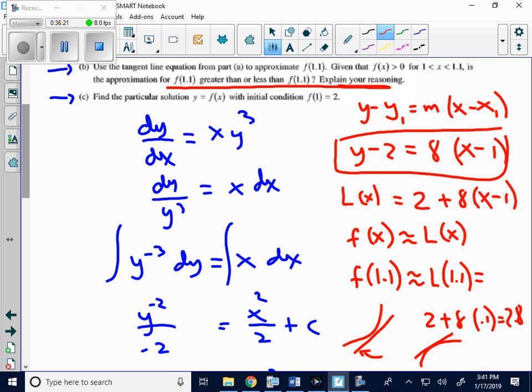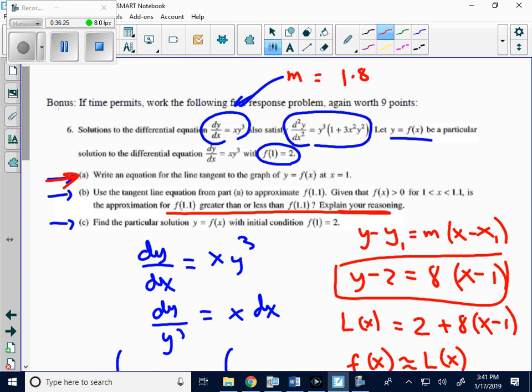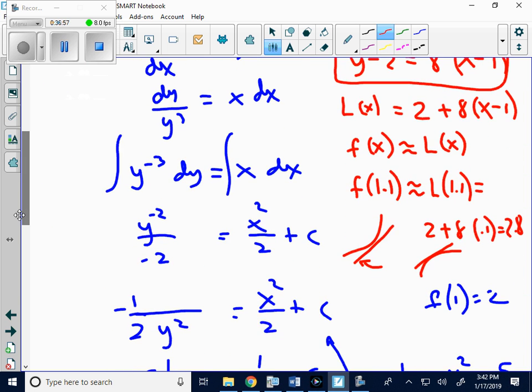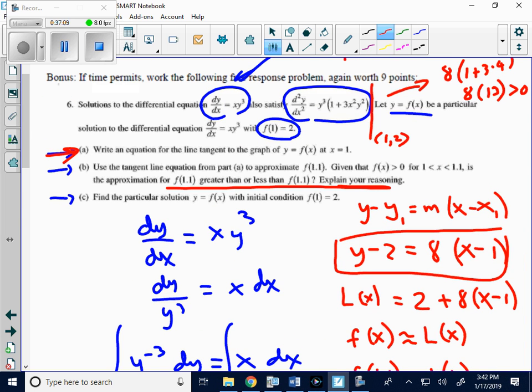We do have the second derivative. That's a concave thing. Let's see, the concavity evaluated at 1, 2 is going to be equal to 8 times 1 plus 3 times 1 times 4, 3 times 4, 8 times 13, which is bigger than 0, positive. So at the point of tangency, we know we're going to be concave up. And we're near the point of tangency, we're over here. My gut instinct is it's going to be an underestimate, less than. I think for full explanation, we would have to do an infinite series.